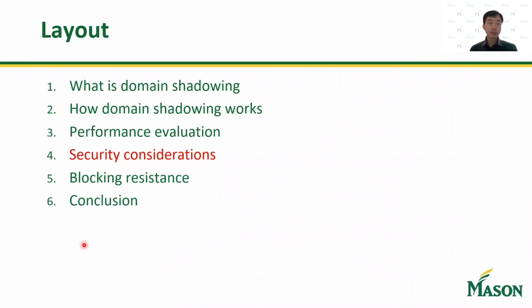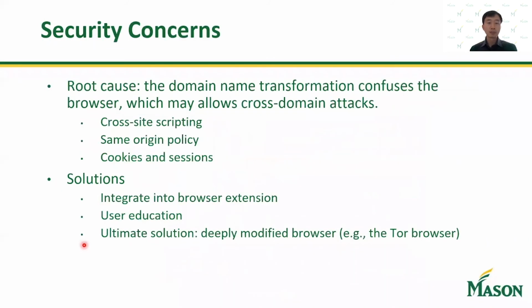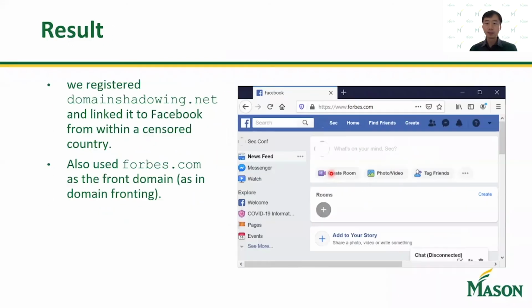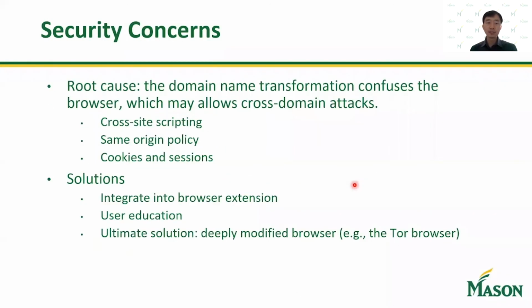Next, I'm going to briefly talk about security. Domain shadowing does bring some security concerns, and the root cause is that the domain name transformation that happens in domain shadowing confuses the browser, which may allow cross-domain attacks. Basically, as in here, the browser thinks it is visiting forbis.com, but the content, including all the response headers, is actually from Facebook. Because of this, the browser can no longer enforce the same origin policy, which makes cross-site scripting, cookie and session hijacking possible.